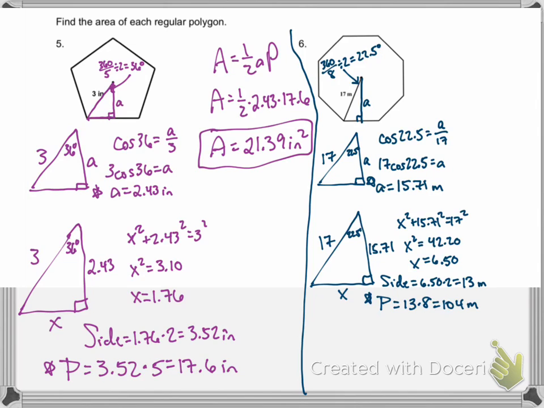So now you have the two things you absolutely must have. You've got your apothem. You've got your perimeter. Let's go ahead and just plug everything in. So, 1/2 times 15.71 times 104. Your final area is going to be 816.92 meters squared.